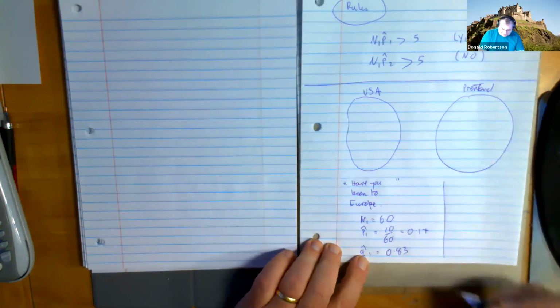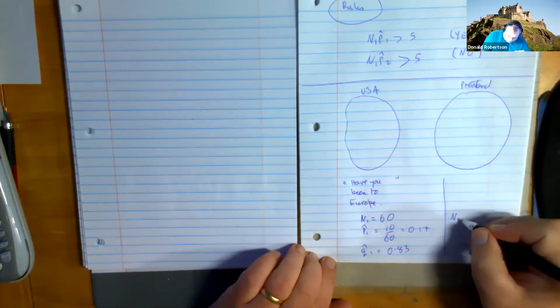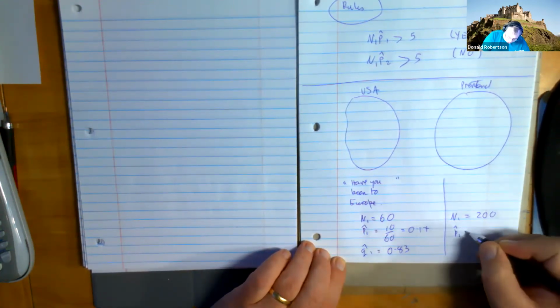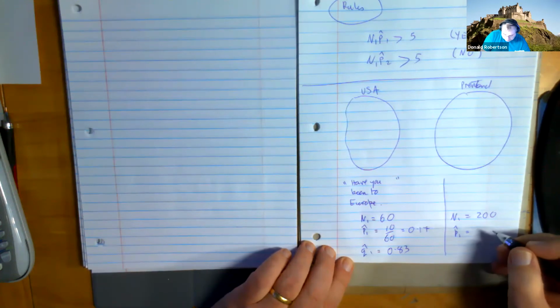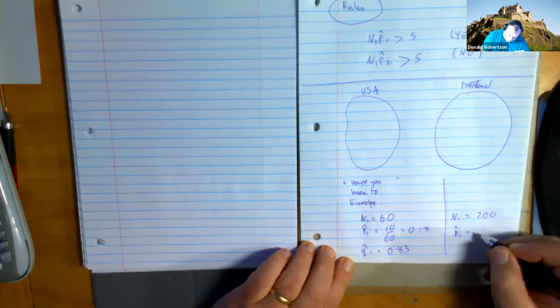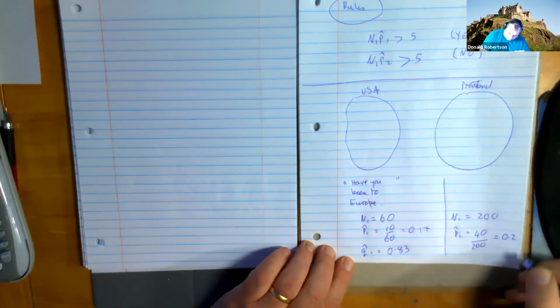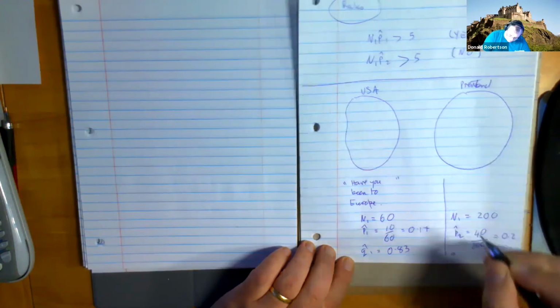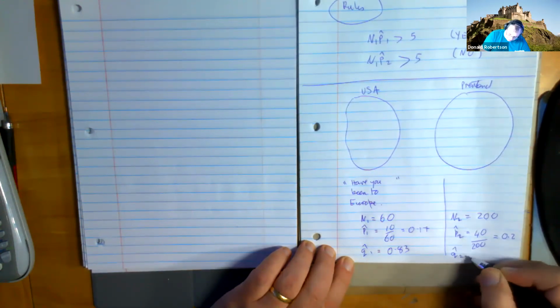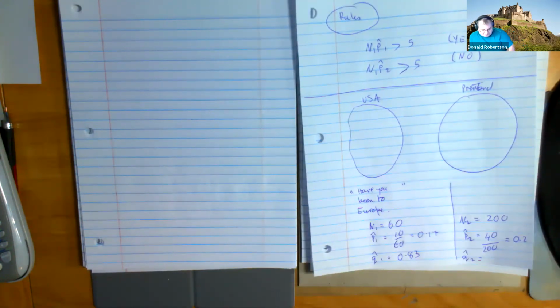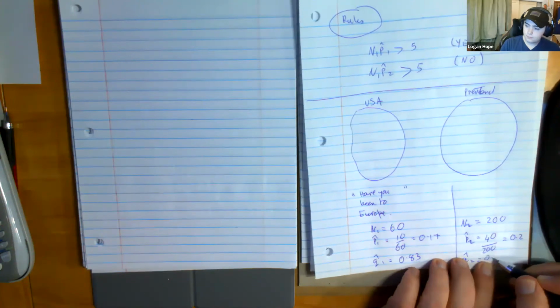Now, I need a pretend country. In this pretend country, we asked 200 people. And the number that said they'd been to Europe was 40, which is 0.2. So that'll be p2 actually. And q hat 2 then, now let's test this out. What would q hat 2 be for the second population? 80. Yeah. 0.8.